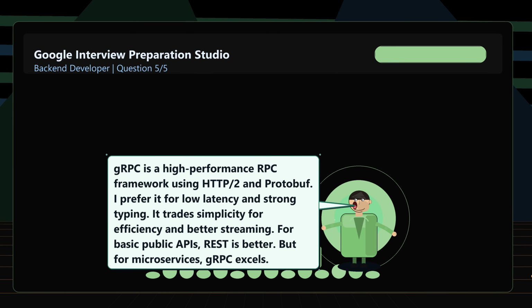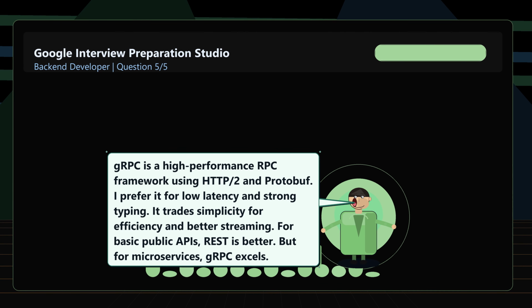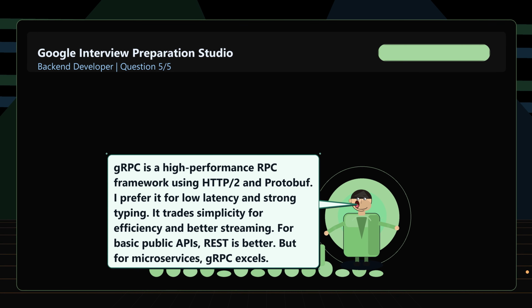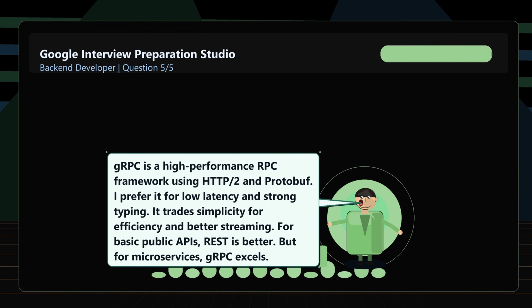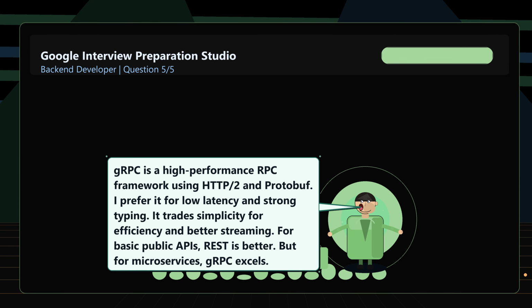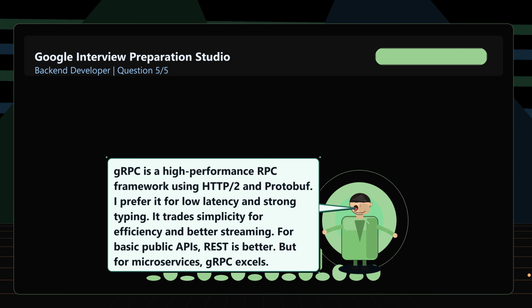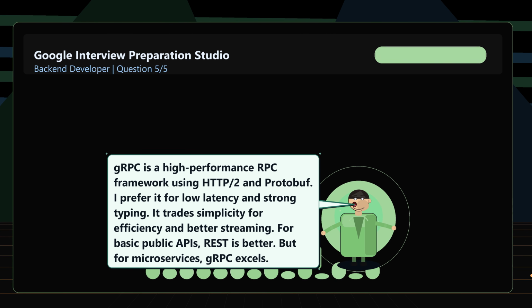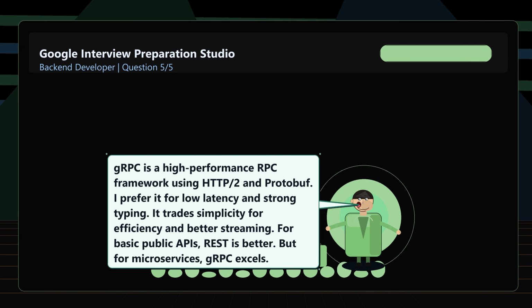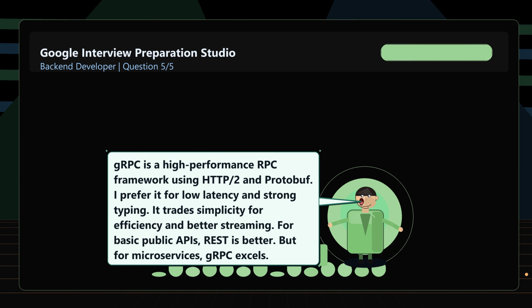While gRPC offers strong typing and better support for streaming, it can be more complex to implement and debug compared to REST. For public-facing APIs, REST's simplicity and wide support are advantageous. However, for internal service-to-service communication that demands speed and efficiency, gRPC is generally the better choice.